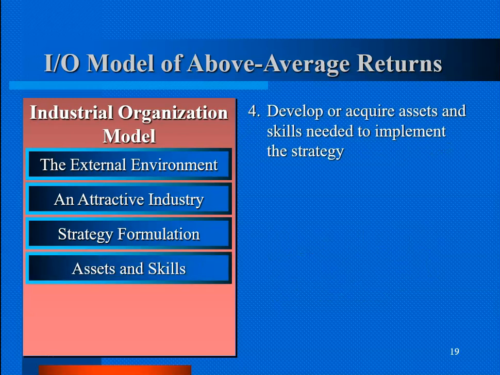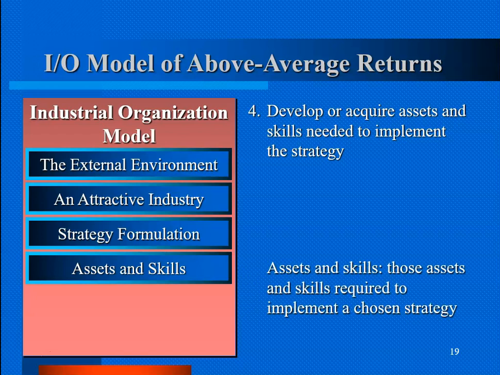Assets and skills is the next component that we will look at. We have to develop or acquire assets and skills needed to implement the strategy. These assets and skills required to implement the chosen strategy are, of course, going to be centered around what is happening in the industry and how fast technology is changing, etc.